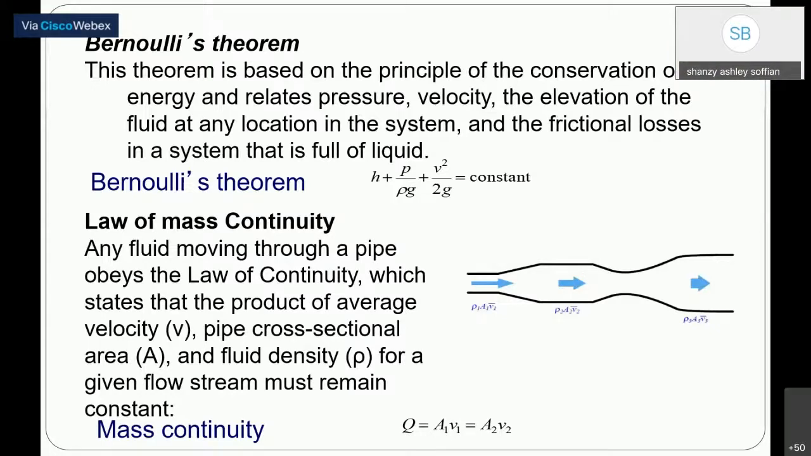Yang ni just saya tak nak terangkan. So maksudnya, yang ni just untuk pengetahuan you je lah. Untuk fluid mekanik, biasanya kita ada Bernoulli's theorem dan juga law of mass continuity. Belum, Doktor, belum.